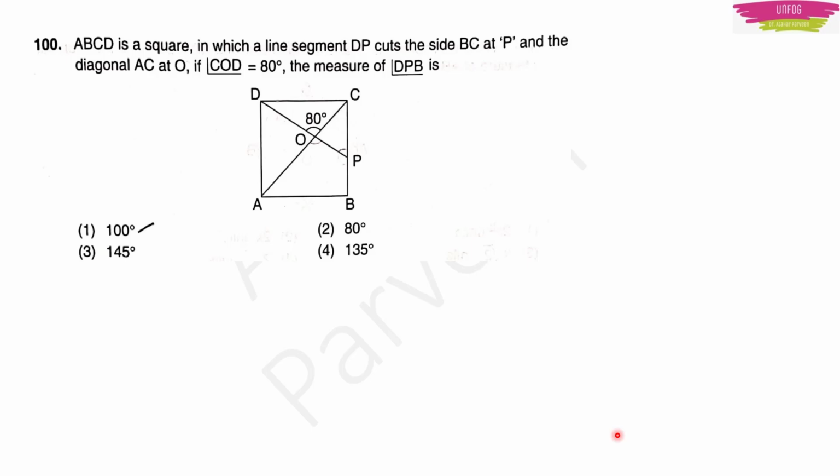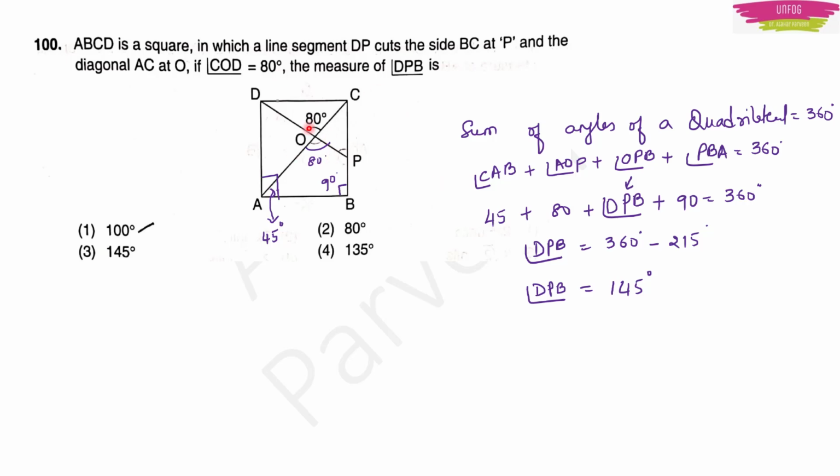Question number 100. ABCD is a square in which a line segment DP cuts the side BC at P and the diagonal AC at O. If angle COD is 80 degrees, the measure of angle DPB is? So what you have to do here? First, these are vertically opposite angles, so 80 degrees you can take. Then this is a square, so DAB together will be 90 degrees, and because this is a diagonal, it will cut that 90 degrees exactly into half. So I will have 45 degrees. Here angle B also will be 90 degrees because it is a square.